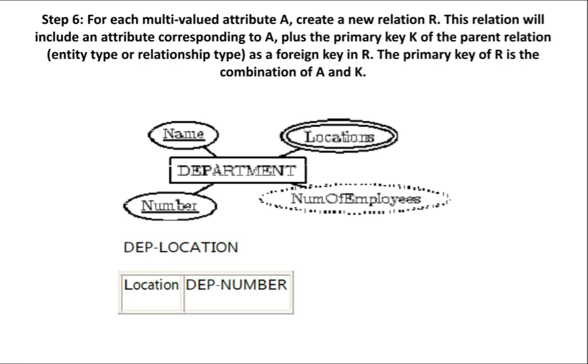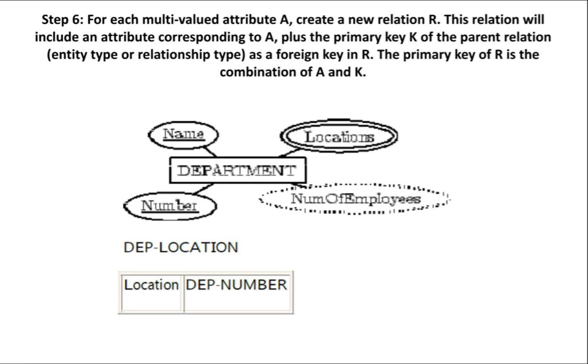After that, what I am doing? I am including the primary key of the parent relation. What is the primary key of the parent relation? Department number. I included that in my table. I'm doing that. The primary key K of the parent relation as a foreign key in R. I'm using that. Department number is used in my table. I converted that attribute into a table, that is relation. I included the parent relation primary key.